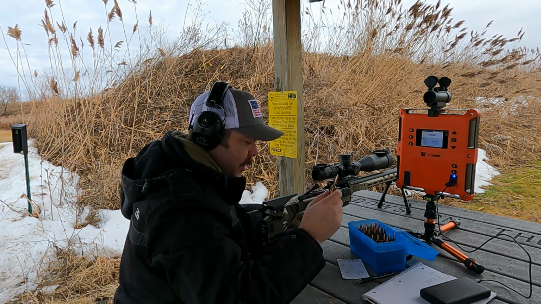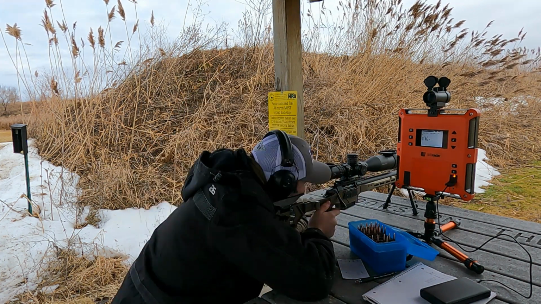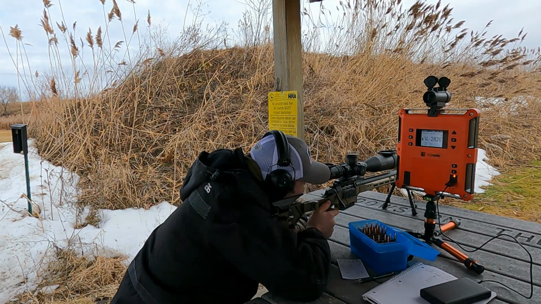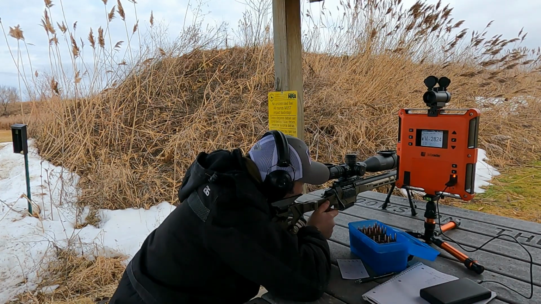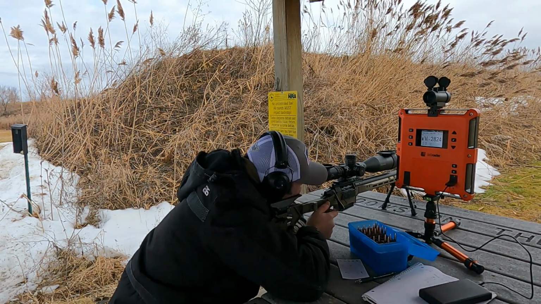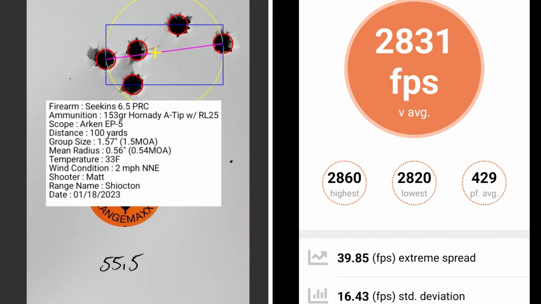This 5-shot group is going to be with 55.5 grains of powder. At 55.5 grains of powder, I've got a group size of 1.5 MOA with a mean radius of 0.54 MOA. The average muzzle velocity was 2831 with an extreme spread of 39.8 and a standard deviation of 16.4.